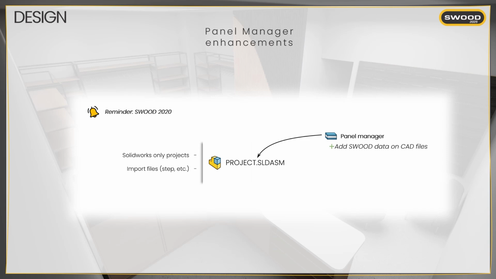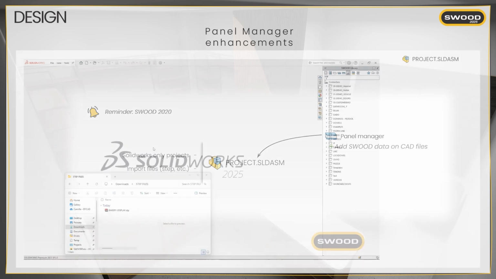It can also be a multi-body project you just export into an assembly and part project. It can also be an import file from a customer or a subcontractor, a step file. Because it's just a 3D file without SWOOD features, the panel manager is the ability to import some SWOOD data on this CAD file. So now let's see how it works.